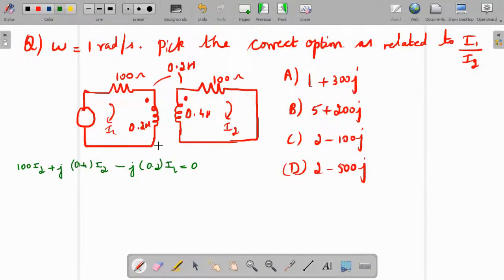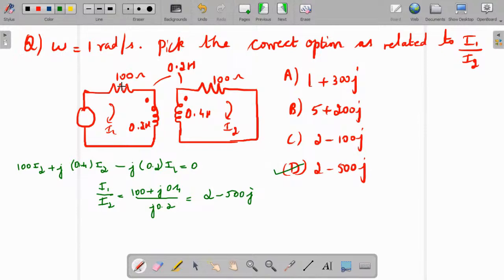Yes, நமக்கு என்ன ரேஷியோ கேட்டிருக்காங்க? I1 by I2. So இதை சால்வ் பண்ணீங்கன்னா you get I1 by I2 will be equal to 100 plus j 0.4 divided by j 0.2. Yes, so numerator denominator இது j 0.2 ஆல multiply பண்ணி simplify பண்ணீங்கன்னா your answer will be 2 minus 500j. So option D will be your right answer.